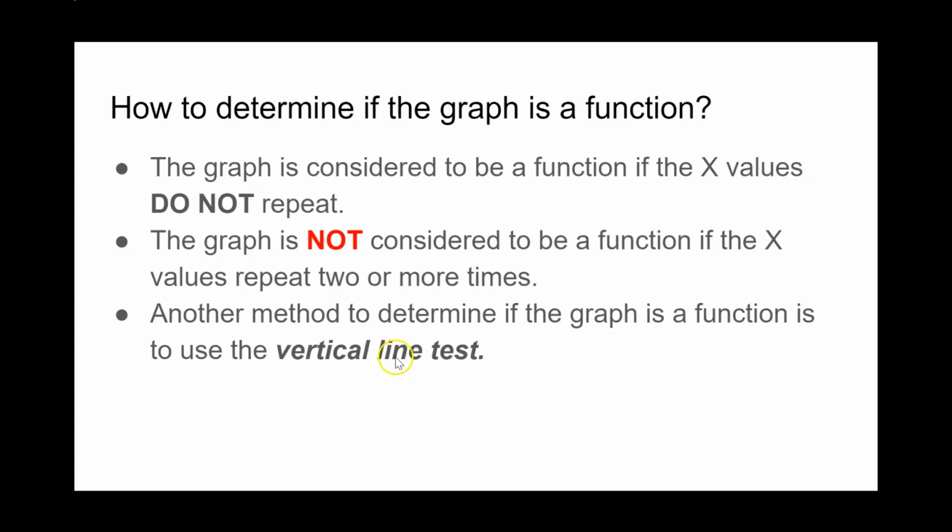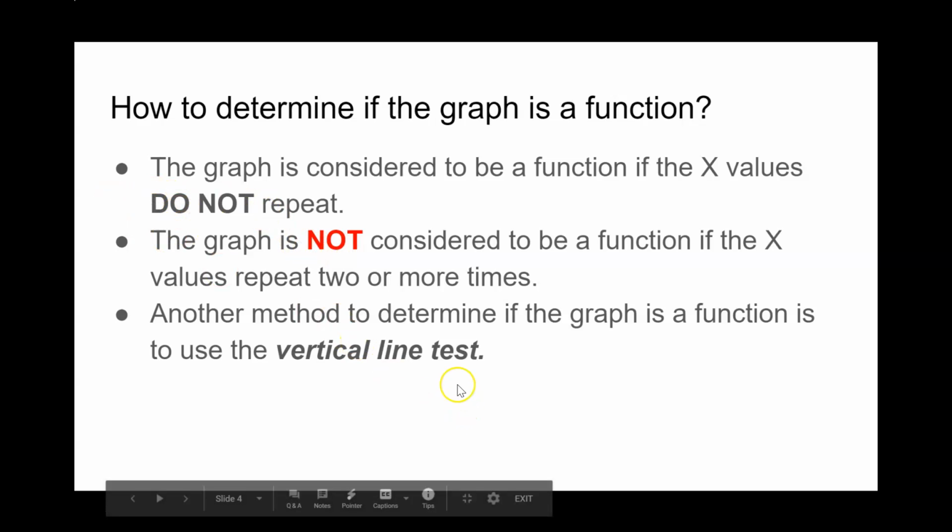The best way to test is to use the vertical line test. This is where we draw an imaginary line through the graph, and we count how many times our vertical line hits our actual graph. If it hits it two times, once again, it's not a function. If it hits it only once, then it will be considered to be a function.